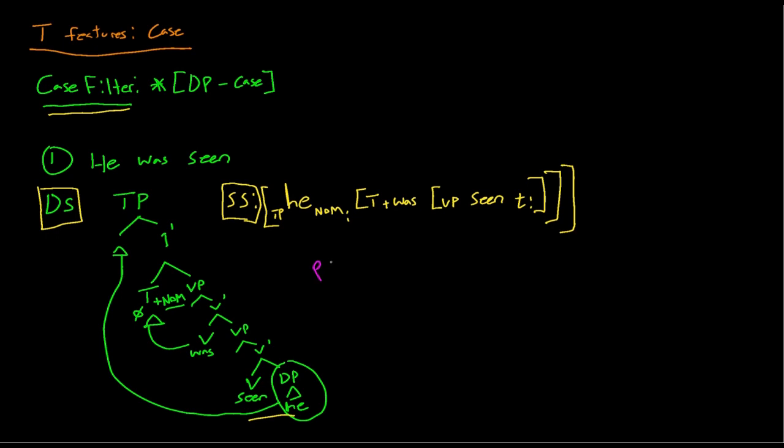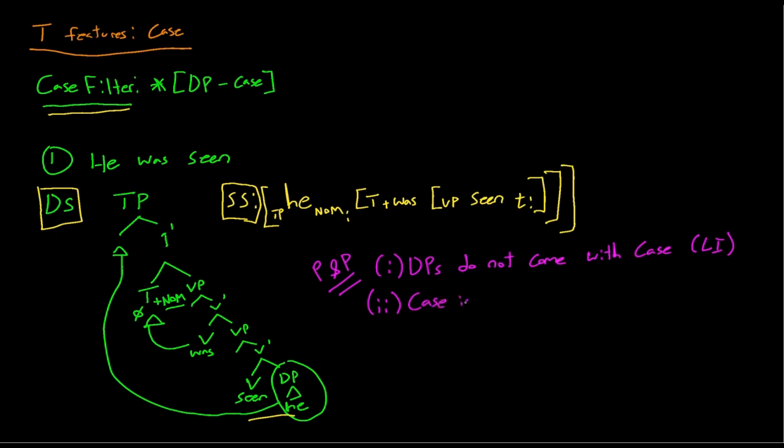So in P and P, we make the following two assumptions about case. First, determiner phrases do not come with case. And this is true at lexical insertion, when words are inserted into some sort of structure. And second, case is assigned derivationally.